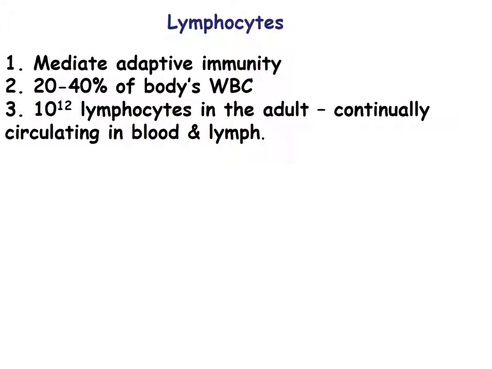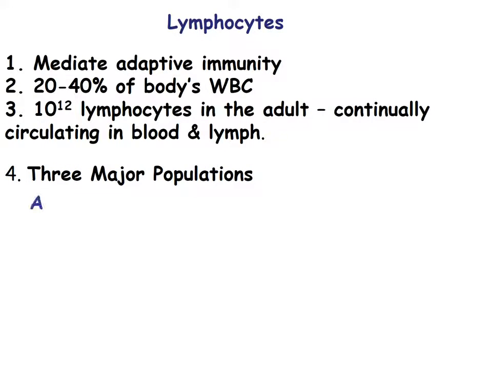Anyway, lymphocytes are up to 40% of our white blood cells. We have a lot of them in the adult. And they are constantly circulating in our bloodstream, in our lymph, because they are our troops that are basically marching the perimeter, making sure that there haven't been any pathogens that have gotten into our body.